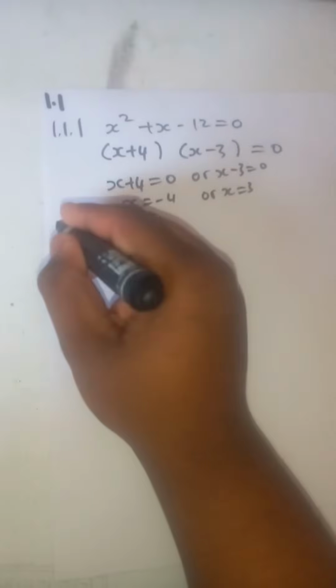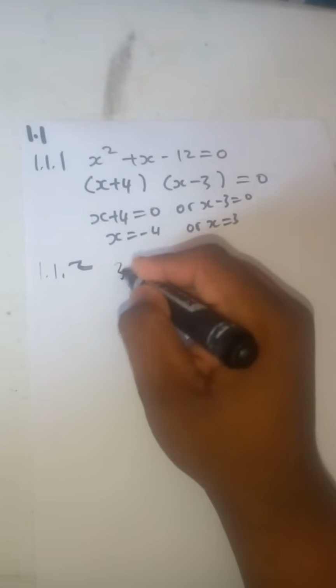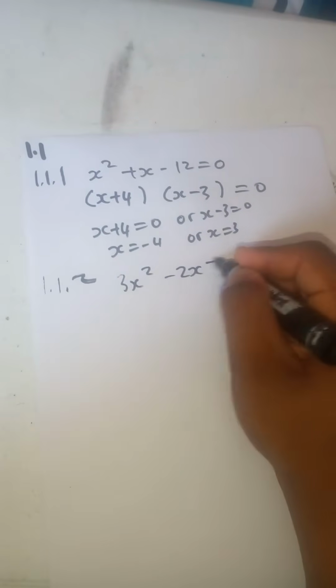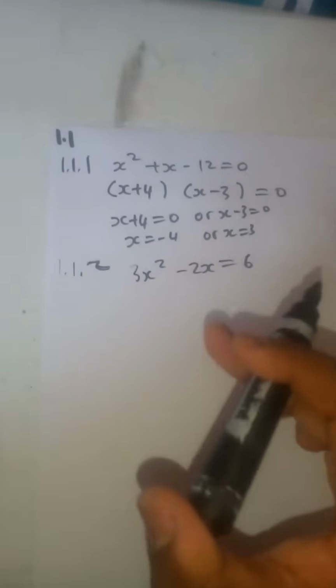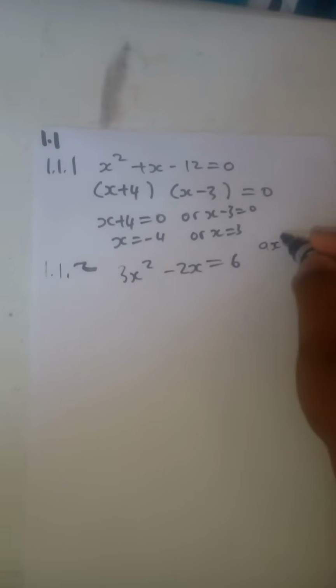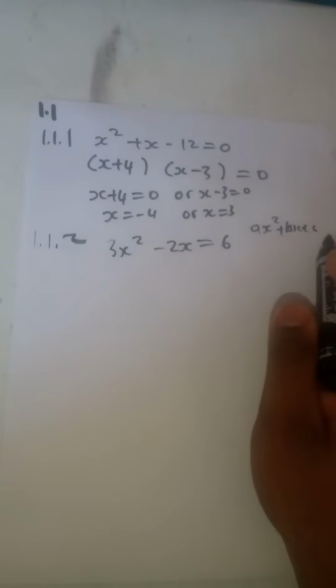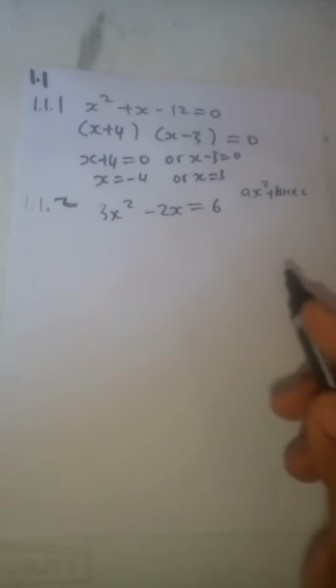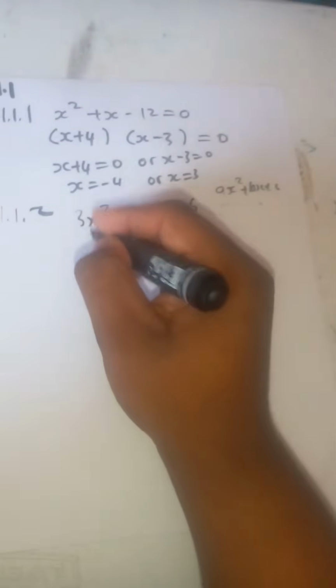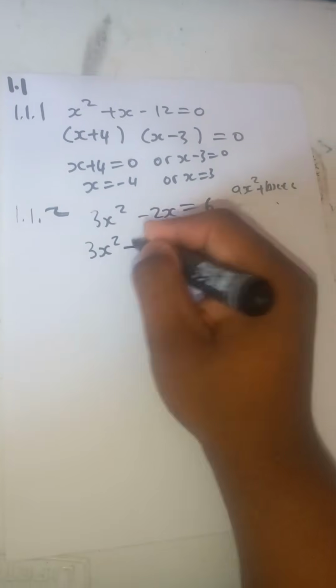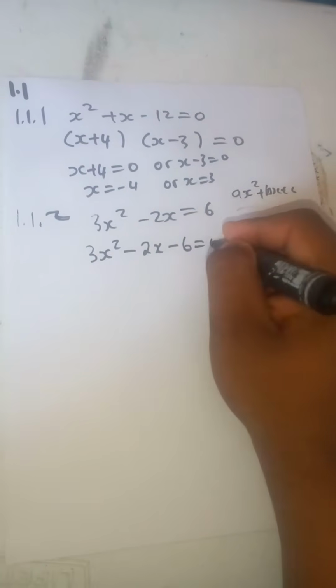So now let's go. You will do it like this: 1.1.2. I have 3x squared minus 2x equals 6. But you cannot start by doing anything, because I said you must follow this order: ax squared plus bx plus c. The c is a constant, a number. So we have to transpose this 6 to the left hand side so that it is a complete equation and follows the quadratic form. So I'll have 3x squared minus 2x minus 6 equals 0.